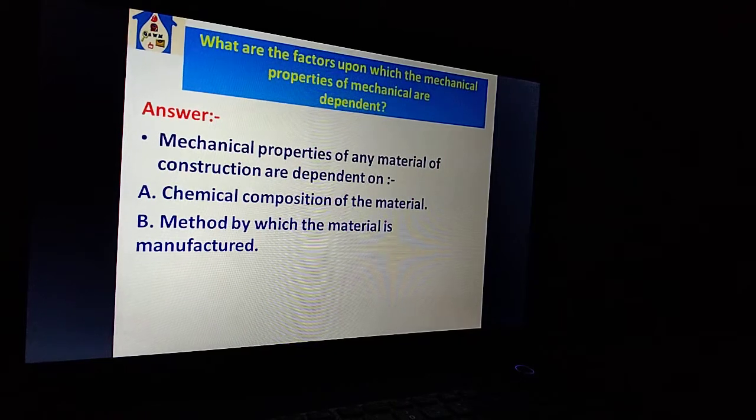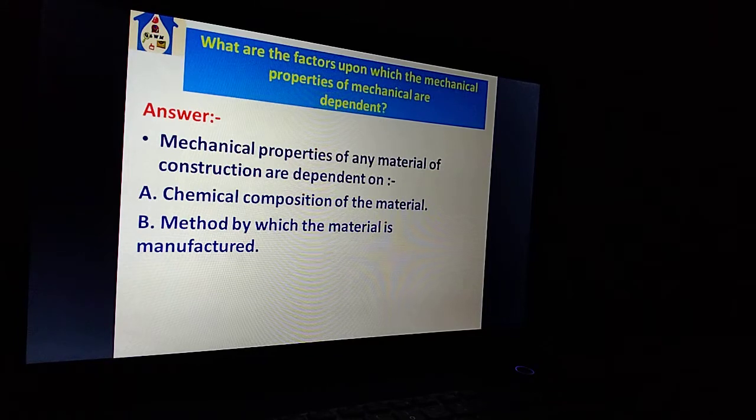What are the factors upon which the mechanical properties of mechanical parts depend? Answer: mechanical properties of any material of construction depend on the chemical composition of the material and the method by which the material is manufactured.